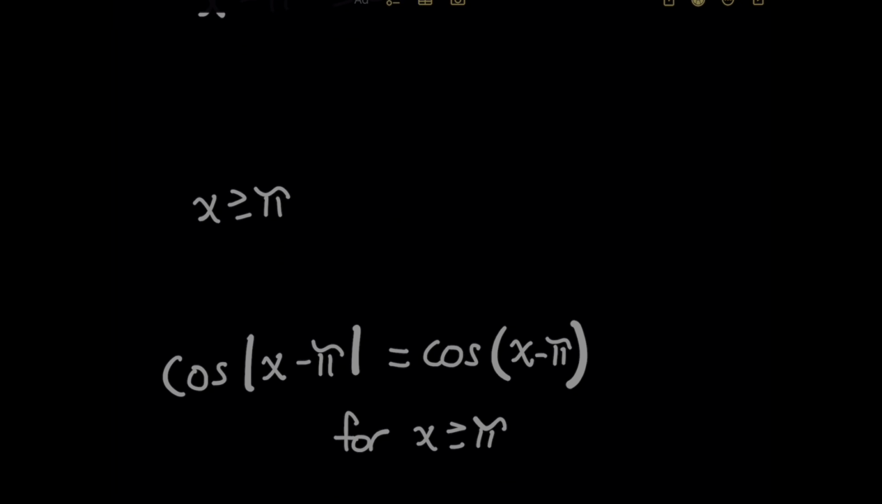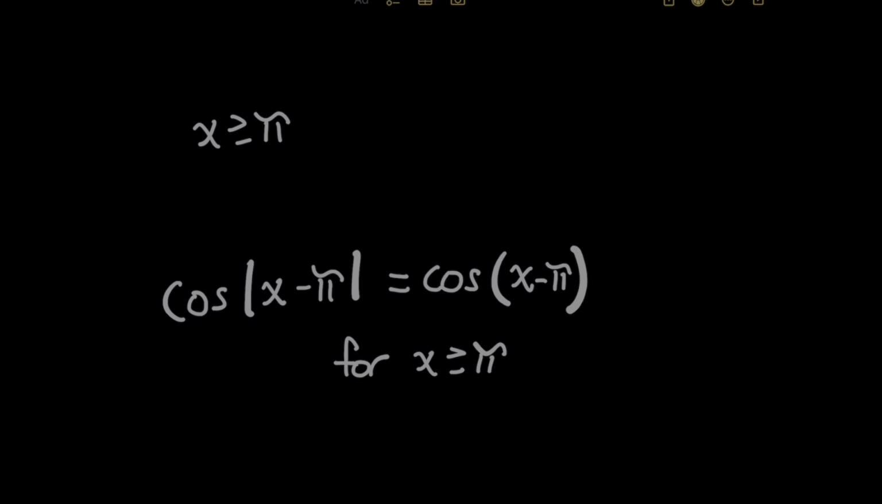Now remember, when you take the absolute value of x minus pi, if x is at least pi or more, we know that inside the absolute value sign you've got something that is not even negative. So the absolute value isn't even doing anything. With that being said, you can just drop it in this case.